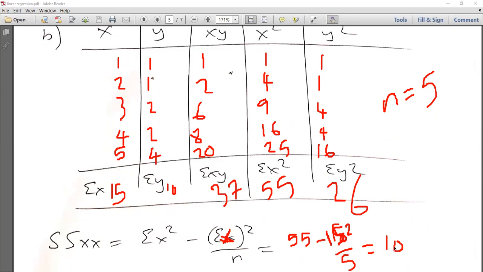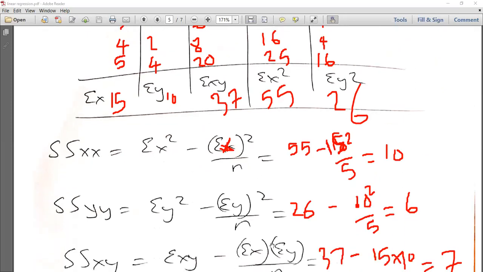Then we go to the y-y's. Just put y's throughout. Summation of y squared is what? 26. You put 26 there. Summation of y to the power 2, y to the power 2 is 10. 10 over 5. So 10 times 10 is 100, divided by 5 is 20. 26 minus 20 is 6.